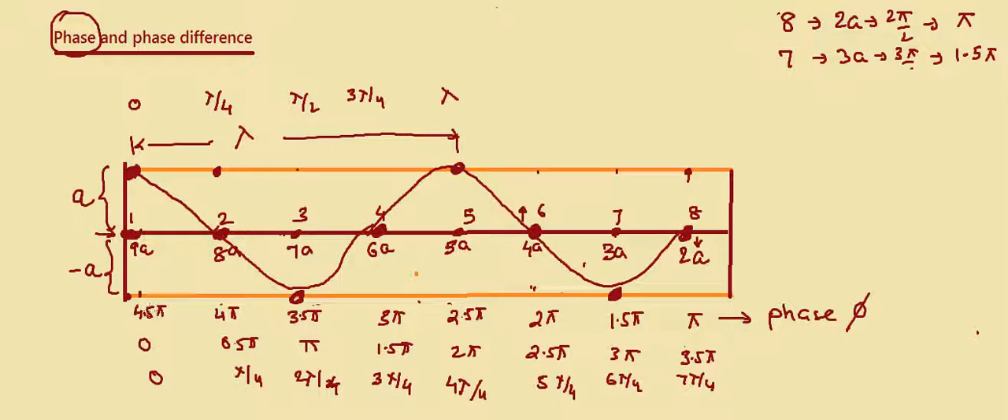The phase of particle 1 is more than particle 8, or the phase of every particle which is preceding is more, because it would have completed more amplitude oscillations. So that's phase. Now we come to phase difference.